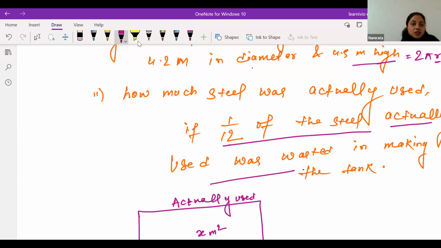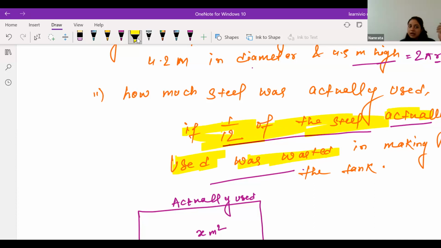How am I telling that? You read the question carefully. Here it says, if 1 by 12 of the sheet actually used was wasted. So I bought x meter square, that much I am going to use actually. Out of that, 1 by 12 is wasted. Wasted for what? For the cutting. Cutout portion we also need to exclude. So 1 by 12 part, that means x by 12 part, is wasted in making the tank.